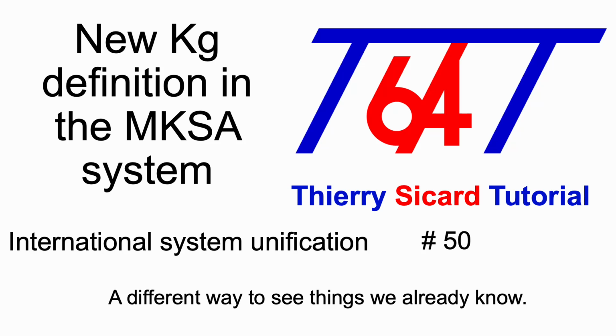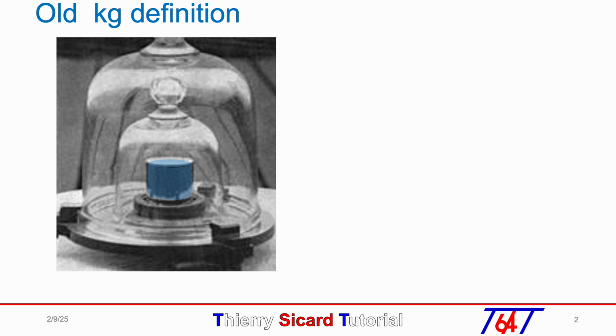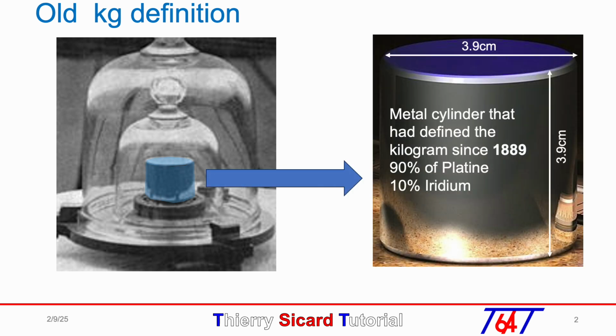Hello everyone, in this Thierry Sicard tutorial number 50 we will talk about the International System Unit MKSA and more particularly about the end of the use of the standard physical cylinder kilogram since May 20, 2019. The main drawback of this small physical cylinder used since 1889 was the slow degradation over time. It was stored under vacuum and used only once every 2 years to make standard copies.